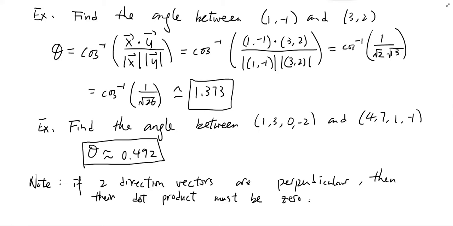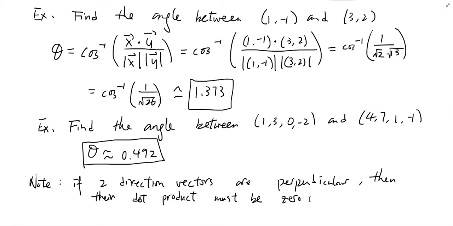So something worth writing down for yourself. In order for you to show that two lines are perpendicular, not only must you show that the direction vectors are perpendicular, but you must also show that they intersect. Because that's the definition of perpendicular lines. Perpendicular lines are two lines that intersect each other and form right angles. So therefore, there's a slight difference between the concepts here.